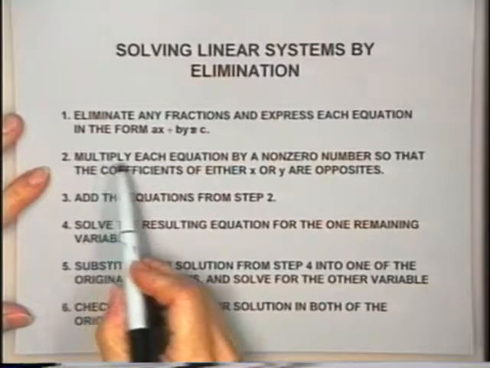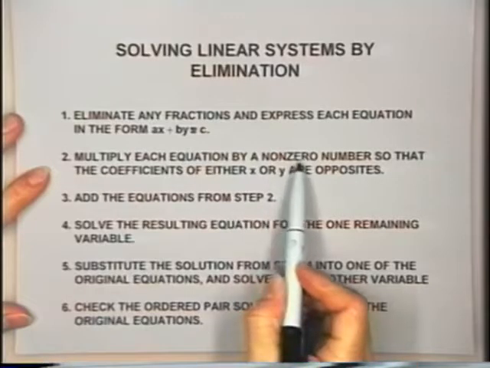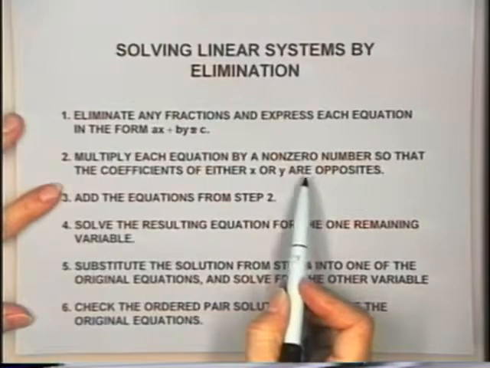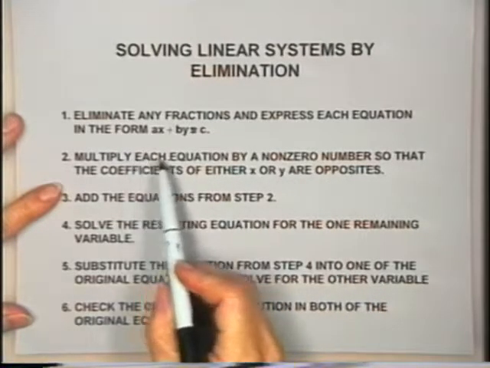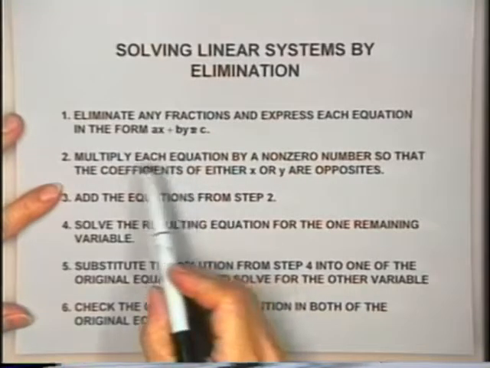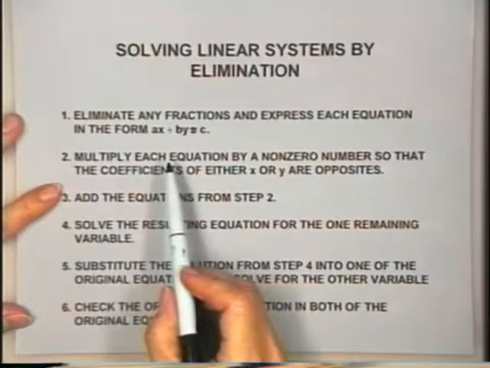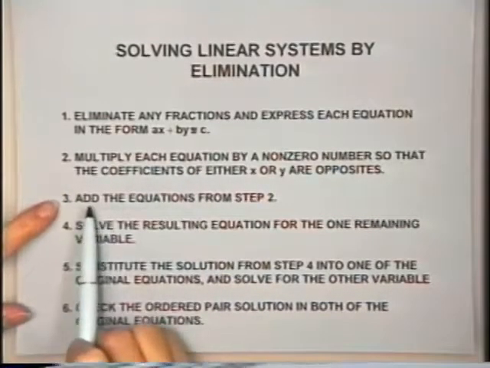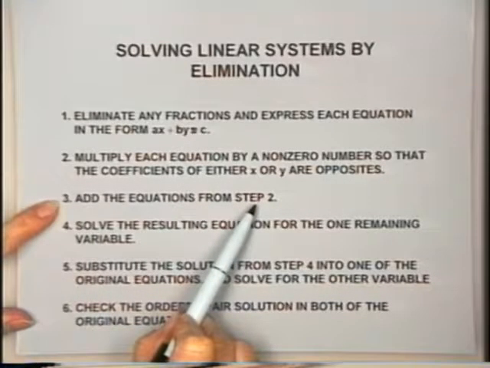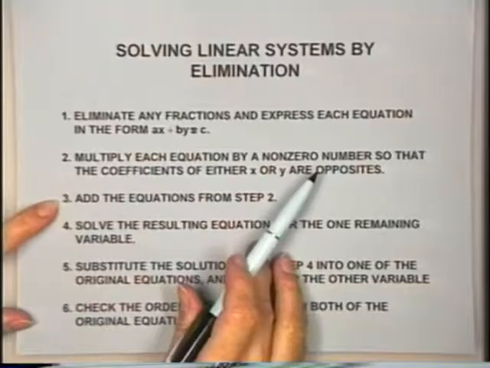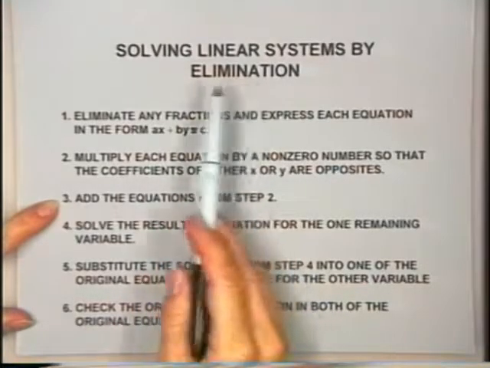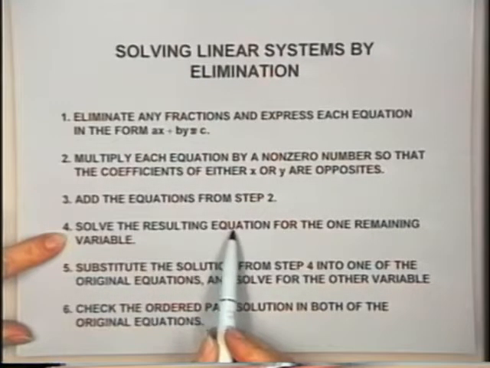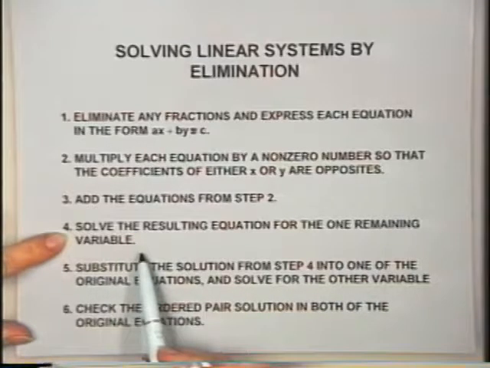Once we've done that, we will multiply each equation by a non-zero number so that the coefficients of either x or y are opposites. Now, sometimes we don't have to multiply both equations, but this is still true because we might say if I multiply by 1, then I'm not changing a coefficient. So we will discuss that as we look at a problem or two. Then we will add the equations from step 2. Because we have opposites in front of either x or y, it should eliminate one of those variables. After we have added the equations, we will solve the resulting equation for the one remaining variable.